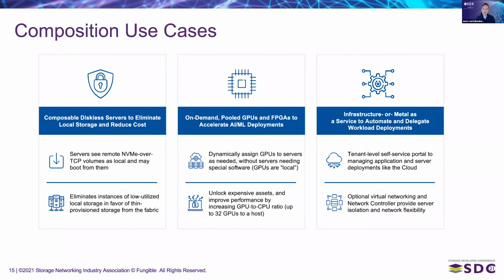It should be transparent and invisible, right? But get rid of local storage, put it on the network, put it in the fabric, right? The other thing is we want to be able to do on-demand pooling of GPUs and FPGAs to accelerate AI/ML deployments, right? So GPUs are a constrained resource, both from a logistics perspective right now, but also from a cost perspective, right?